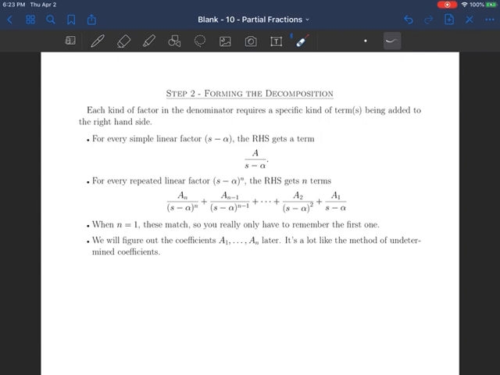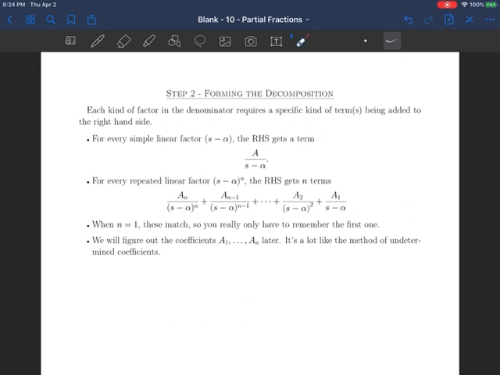All right, so the nice thing here is that you always get a constant on top, so that's going to make things simpler, but you do have to have all of these different terms. So if you had a cubed term, you would need a cubed factor in your factorization. Then you have to put 3 terms on the right-hand side. All right. So when n equals 1, these are the same. So you can just memorize the more complicated looking one. That would work. So they're the same thing.